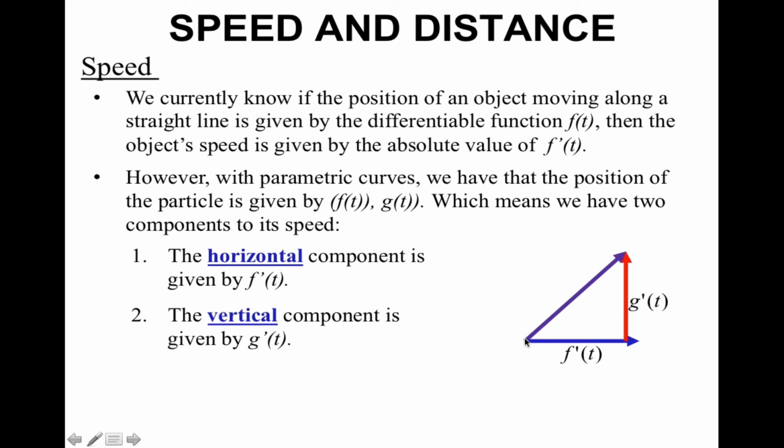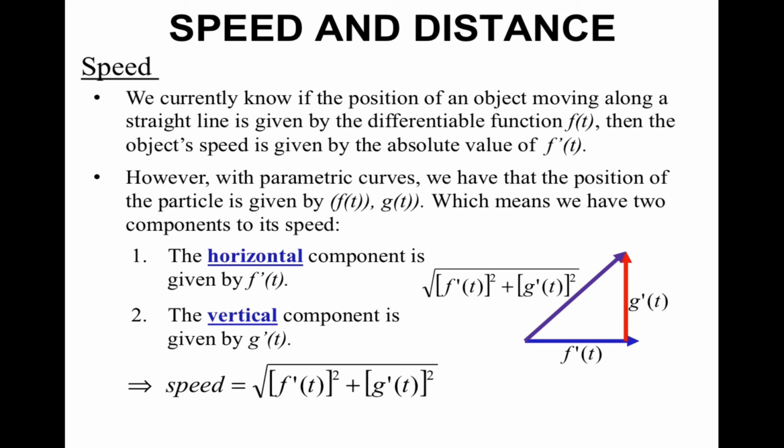And from this point to this point represents our speed, which is given by, sorry, not the arc length, it's the integrand of the arc length. So we say that speed is equal to the square root of f prime of t squared plus g prime of t squared.